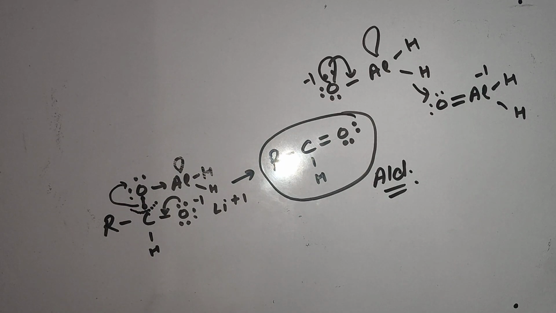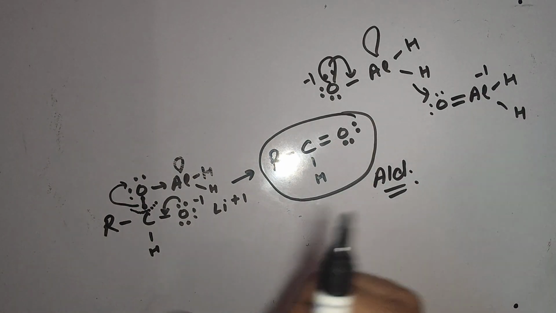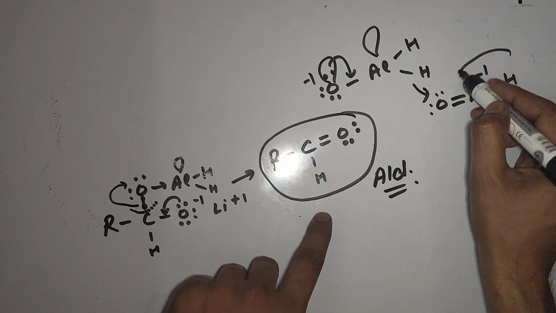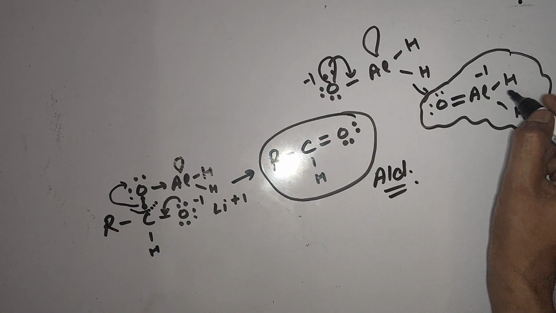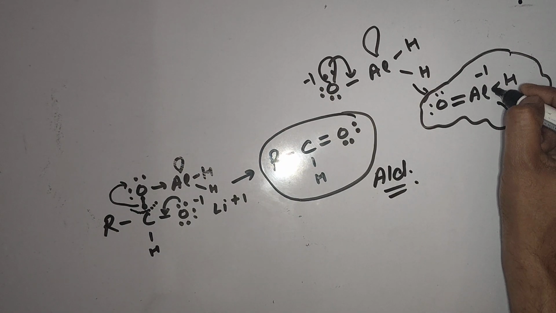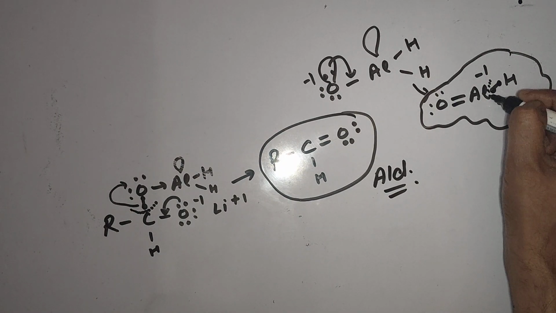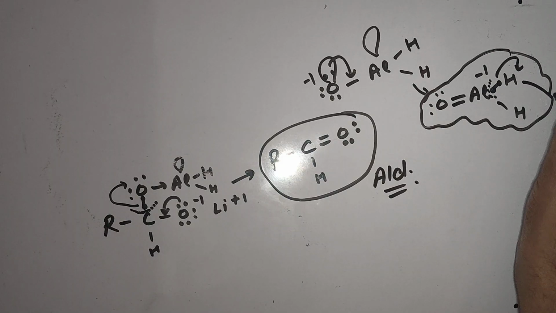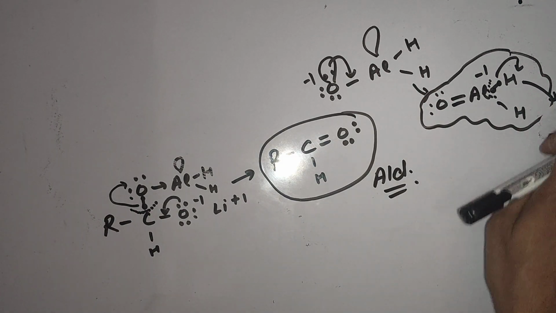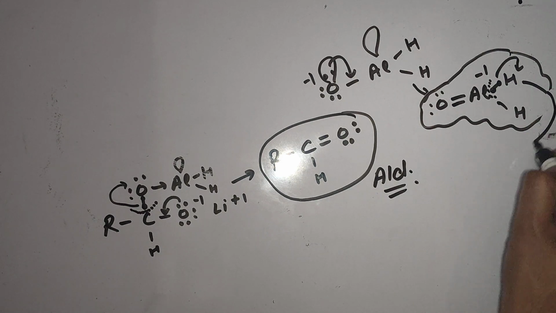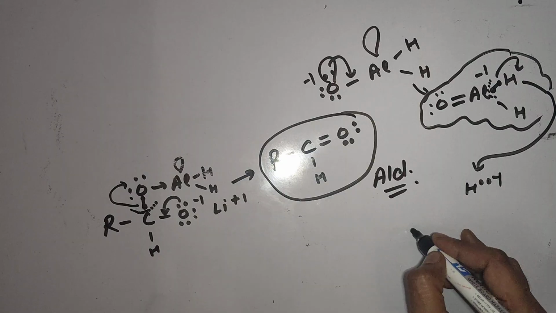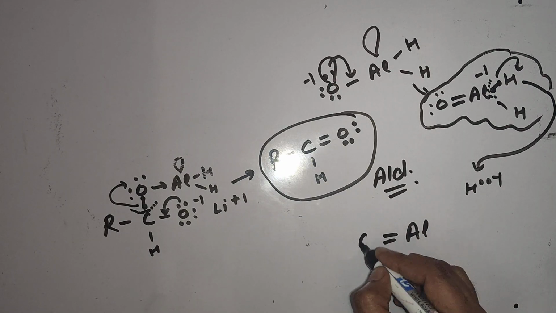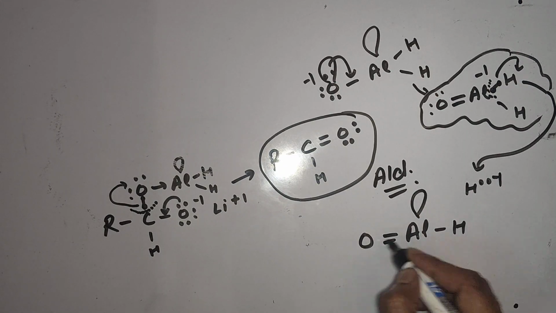Now wait, the mechanism is not over yet. This particle still has a power. What power? It is unstable. Again, the same technique it will apply. What will it release? Hydride. Here I am writing hydride. And itself will turn into AlO vacant orbital H.